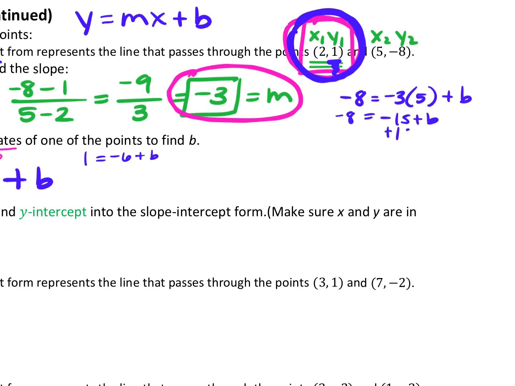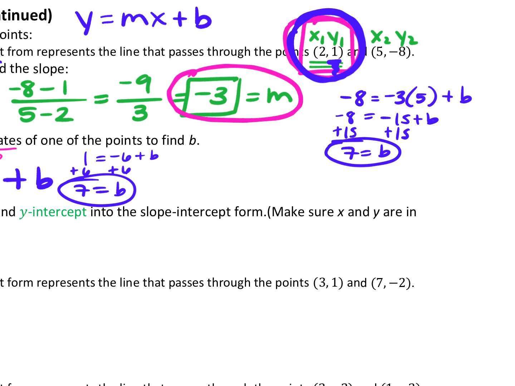And then when you solve it, you would add 15, and that's 7 for your b value. But notice over here, if I add 6, that's also 7 as my b value. So it doesn't matter which one you use, you'll get the same b value. Okay, so it doesn't. Okay. Yeah, you can pick whichever one you like better.